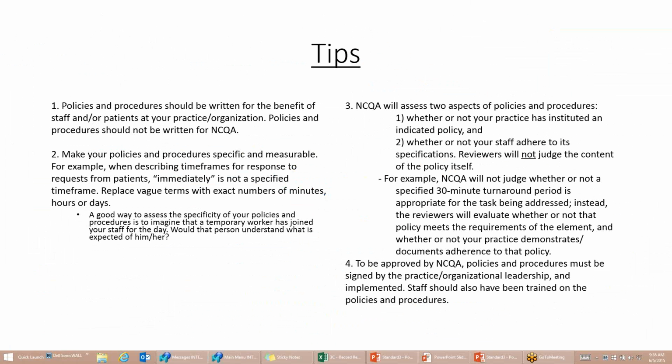And the fourth one down there to keep in mind, to be approved by NCQA, policies and procedures must be signed by the practice leadership and implemented. So again, policies and procedures in place, implemented for at least 3 months before submission. And obviously, staff should be trained on the policies and procedures, so everyone should know their roles and what's expected and how things operate as far as these guidelines and policies.